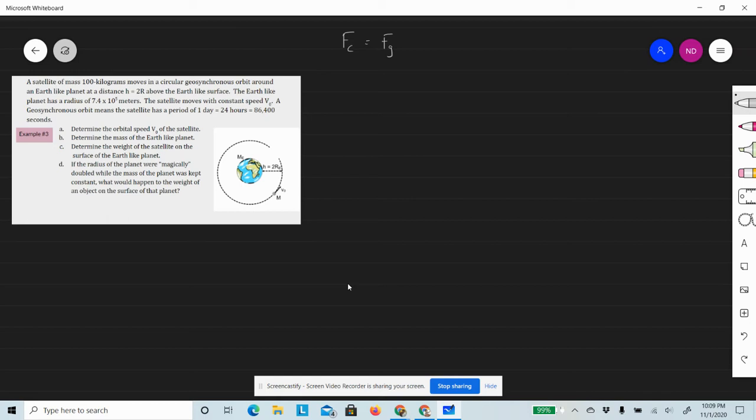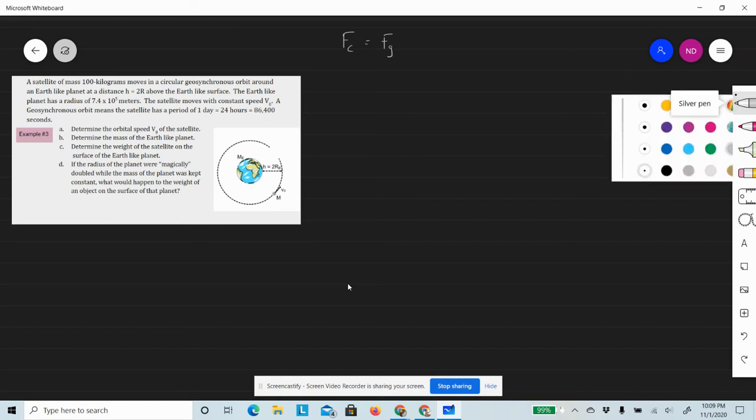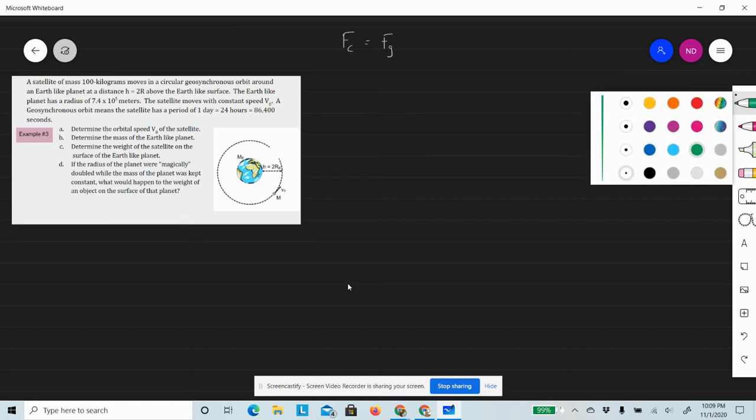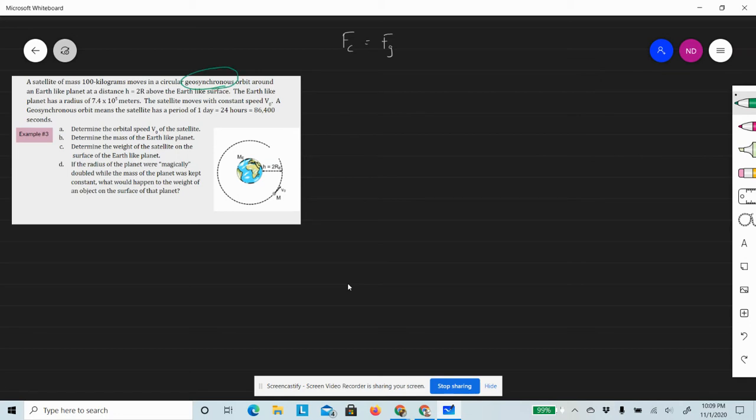A satellite of 100 kilograms moves in a circular geosynchronous orbit. This is an important term, geosynchronous. Geosynchronous means it's matched with Earth. It's right above the Earth's equator, and so it's always in the same place at the same time. It's in sync with the Earth. Its period is exactly the same as Earth's rotation, and it's over the Earth's equator.